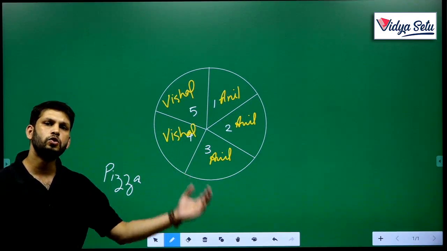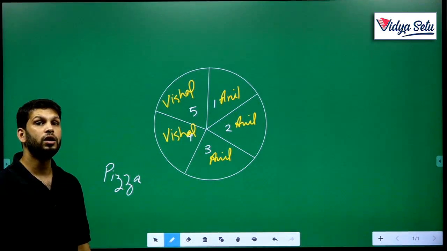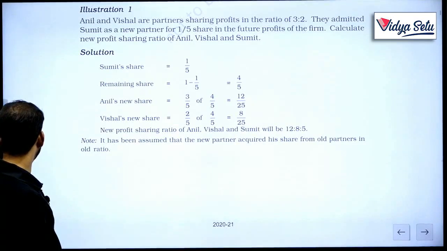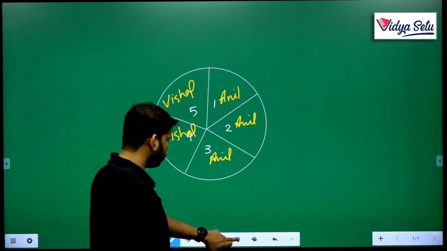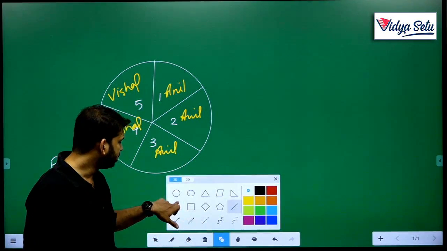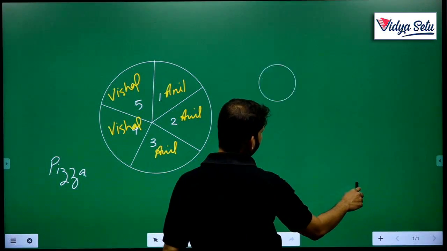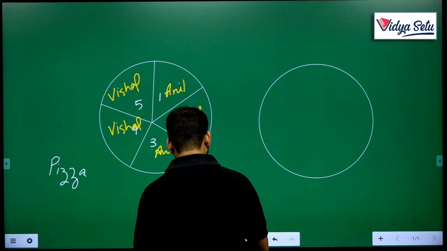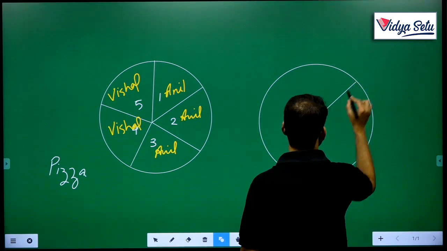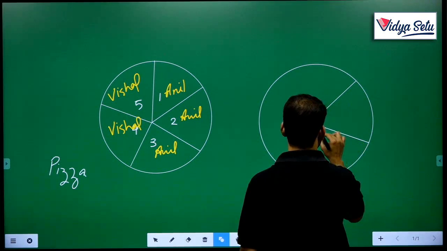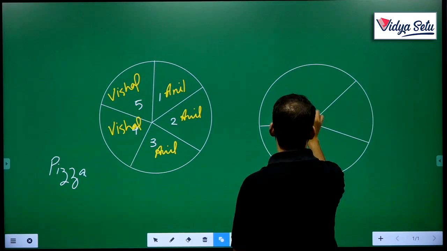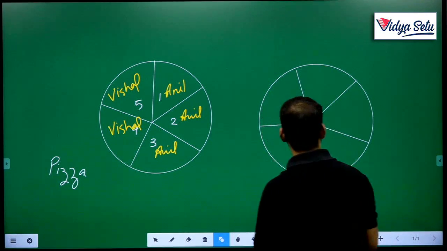Now what is happening? A new partner is coming in for 1/5 share. So if he is coming for 1/5 share, how much is remaining for others? So the new partner will take 1/5 share. So this is our firm's profit. Why am I dividing it only in 5? Because the denominator says it's 5.